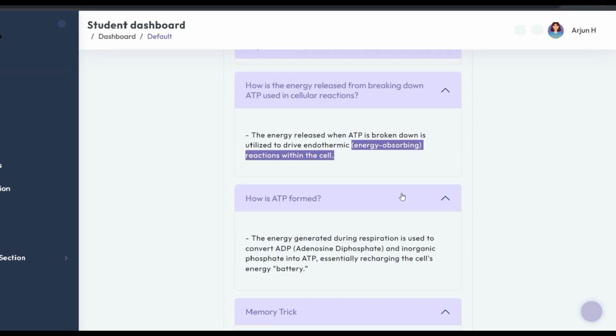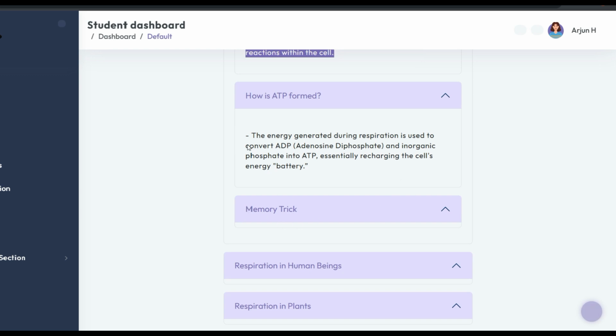How is ATP formed? My bad. The energy generated during respiration is used to convert ADP and an inorganic phosphate to ATP.